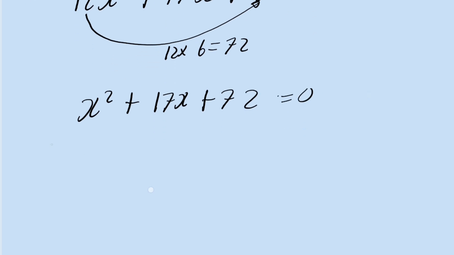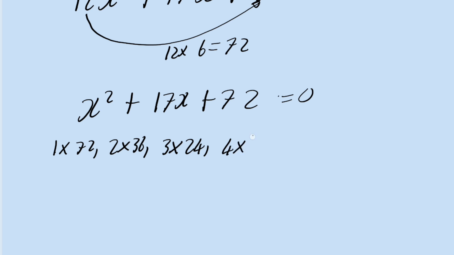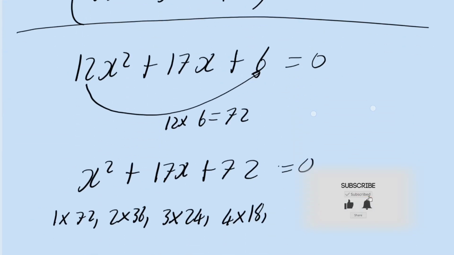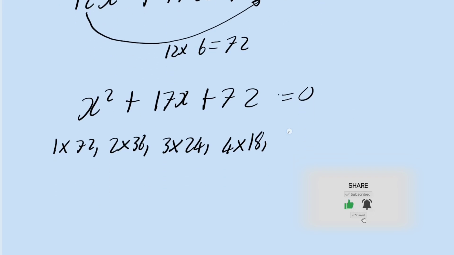Now we look for the factors of 72. We have 1 times 72 is 72. We have 2 times 36 is 72. We have 3 times 24, which is still equal to 72. We have 4 times 18 is equal to 72. We still have 6 times 12, which is still equal to 72. And we have 8 times 9 is equal to 72.